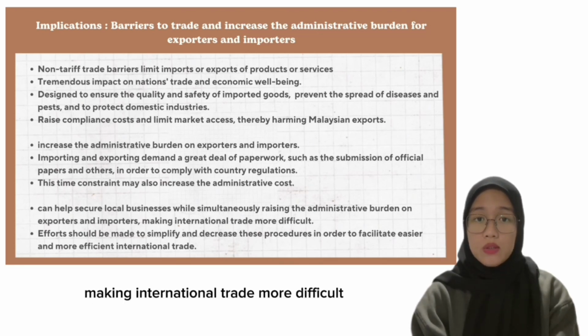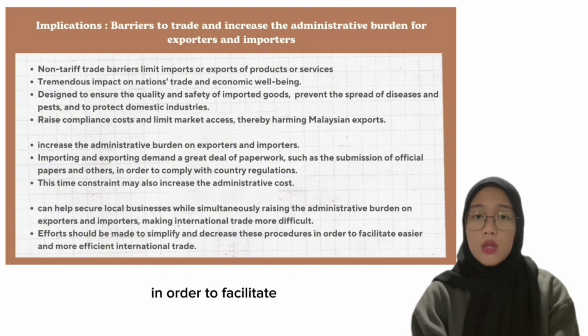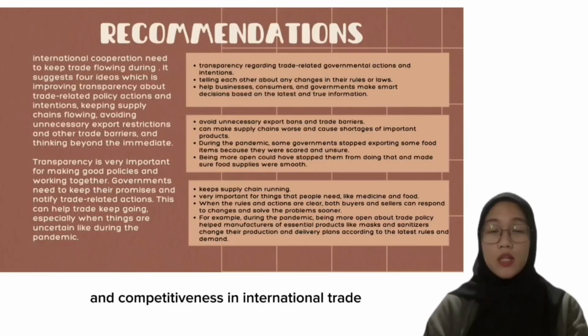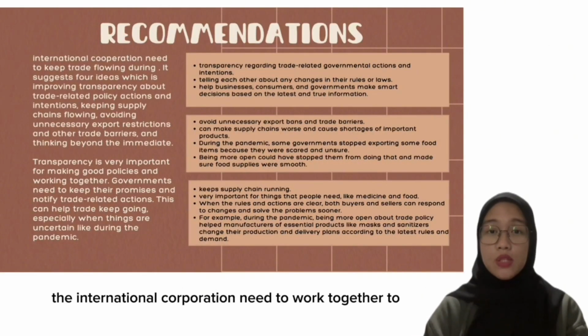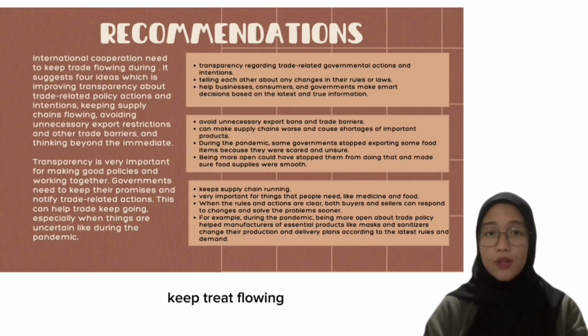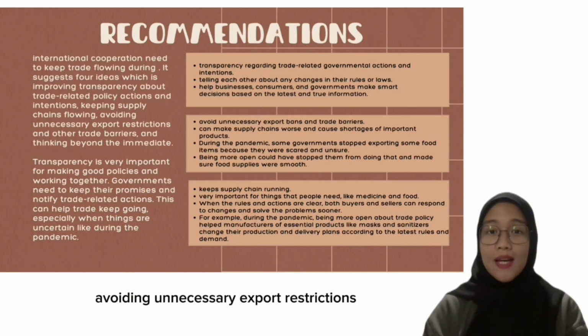international trade more difficult. Effort should be made to simplify and decrease these procedures in order to facilitate easier and more efficient international trade. To address this issue, international cooperation needs to work together to keep trade flowing. It suggests 4 ideas, which are improving transparency about trade-related policy action and intentions, keeping supply chains flowing, avoiding unnecessary export restrictions and other trade barriers, and thinking beyond the immediate.